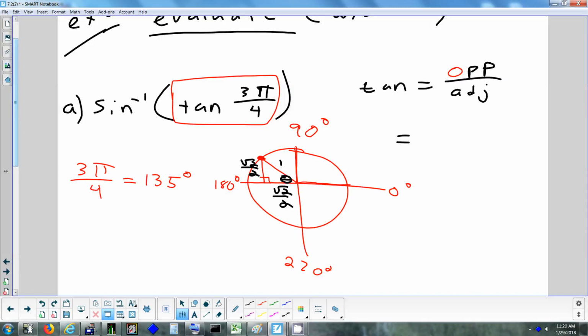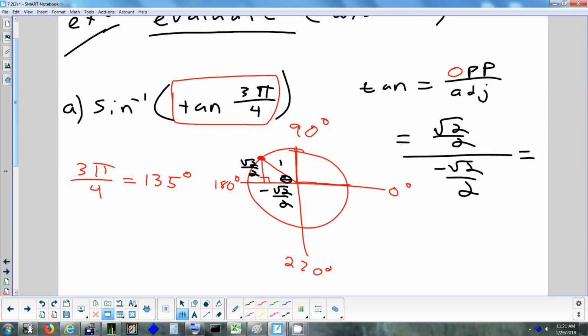By the way, what side is opposite theta here? Square root of 2 over 2. And now, the adjacent side, we've got to be careful. What do we have to be careful about because we're in quadrant 2? It's negative. Okay, so maybe you want to put that so you don't forget it. The adjacent side is negative root 2 over 2.